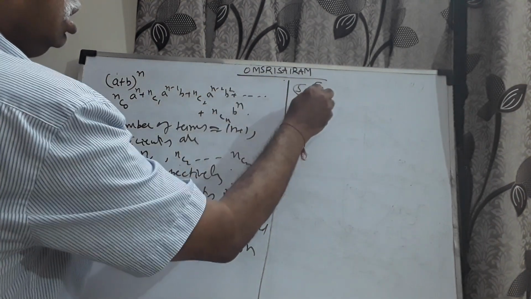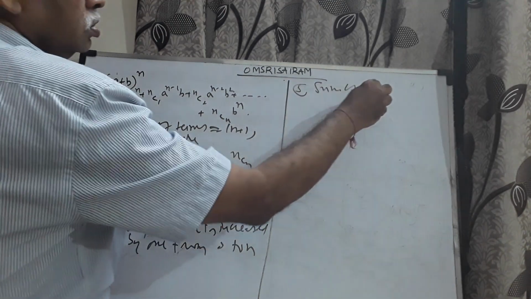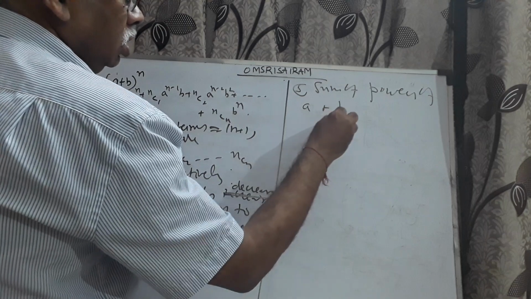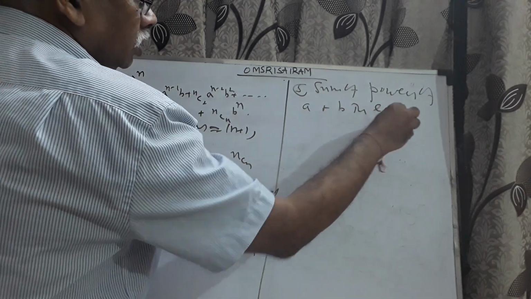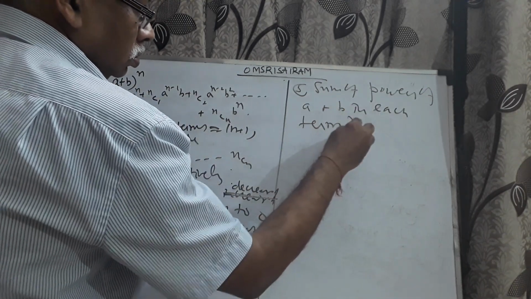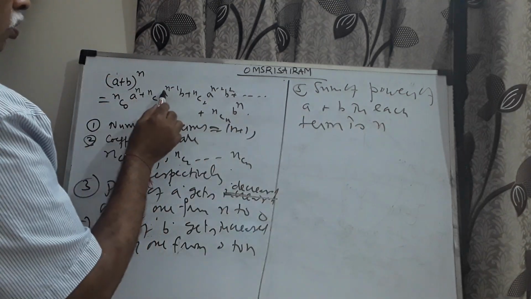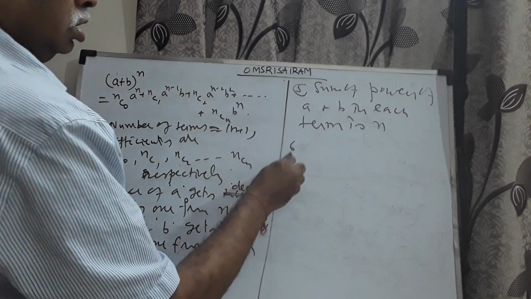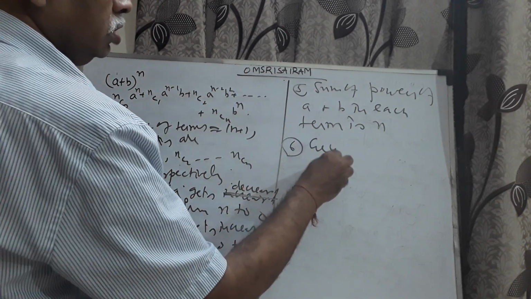Okay, then sum of powers of a and b in each term is always n: n + 0, n - 1 + 1, n - 2 + 2, 0 + n, it is always n. And of course, general term.